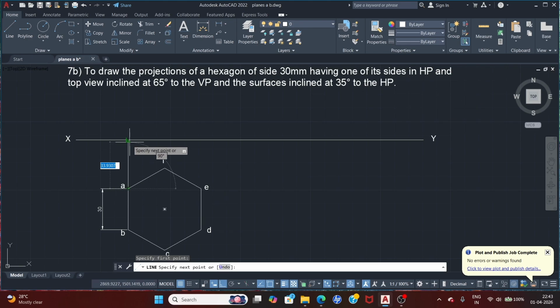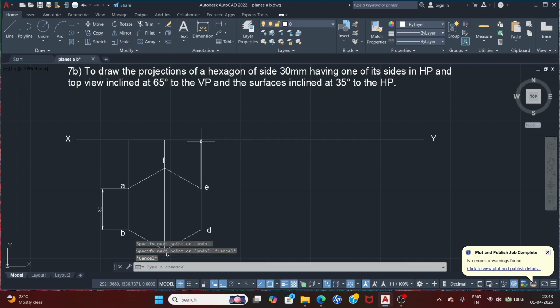So here, projections up to XY. Why? Because it's in HP. So while drawing the projection lines, you need to draw the projection lines with respect to CF, DE, AB. Okay, like this. And again, we have to draw the straight line on XY. Don't forget to draw the straight line. Okay, and now use the point command for our reference.